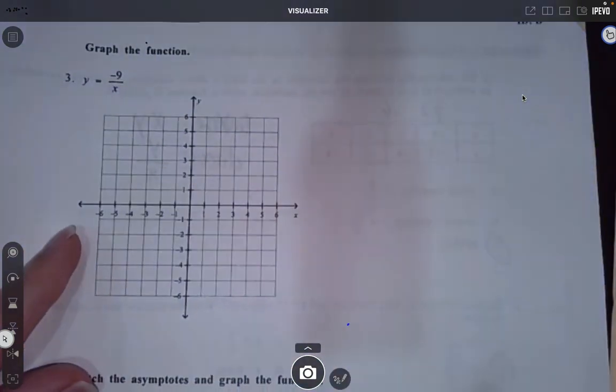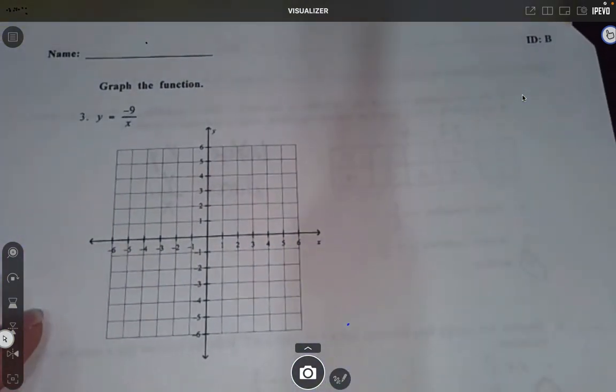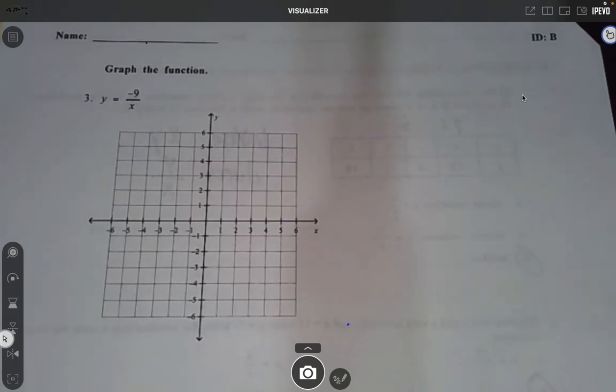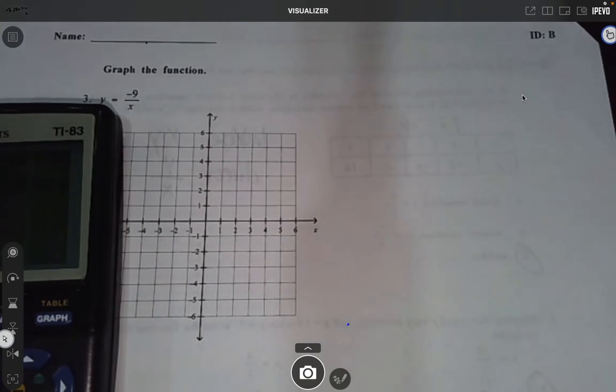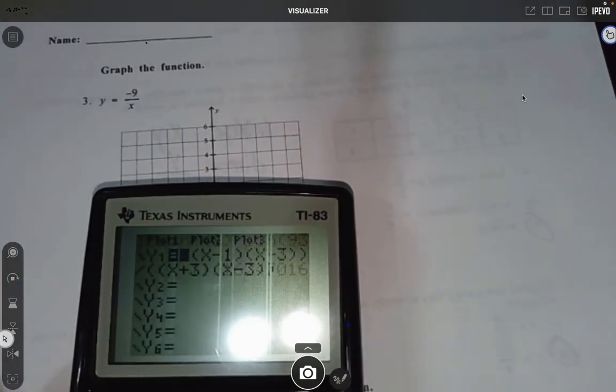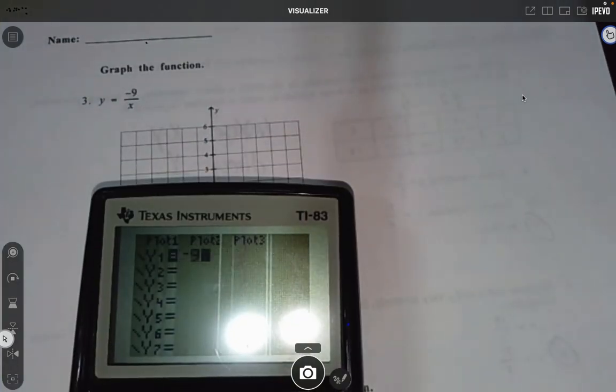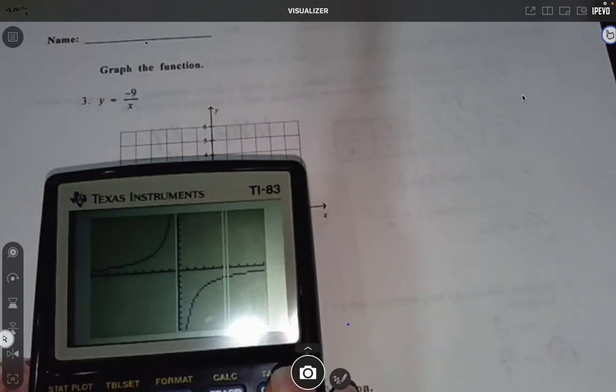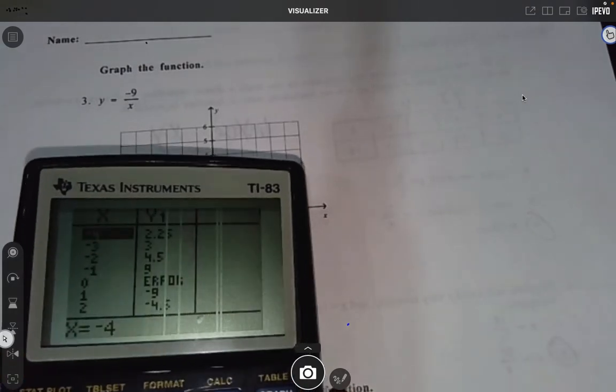This one says graph the function. It didn't say to show asymptotes or anything. So all you have to do is type that on your calculator and then find your ordered pairs. If I go to y equals negative 9 divided by x, I can see it's going to look something like that, but I need my ordered pairs, so I'll go to my table.